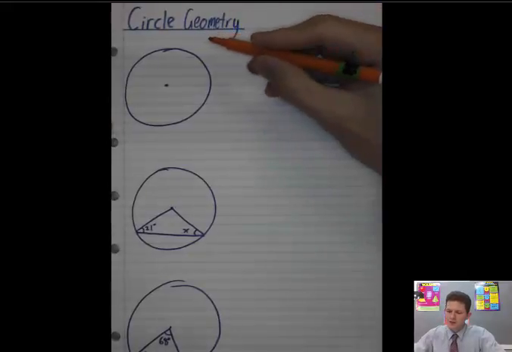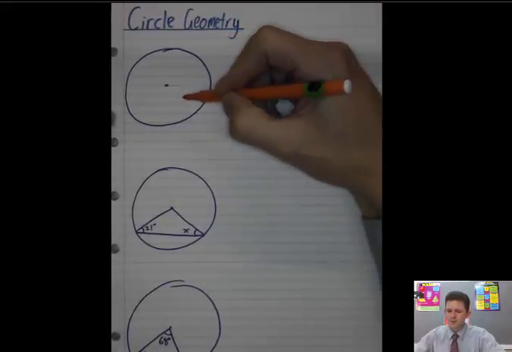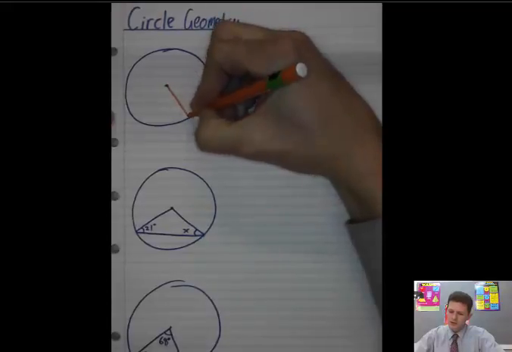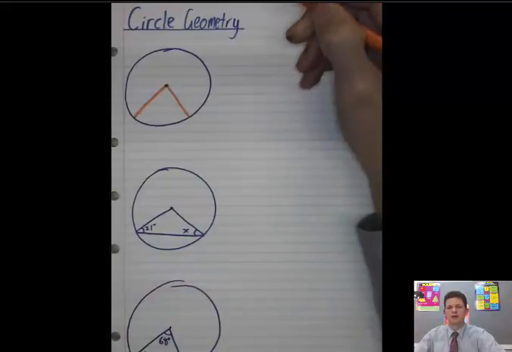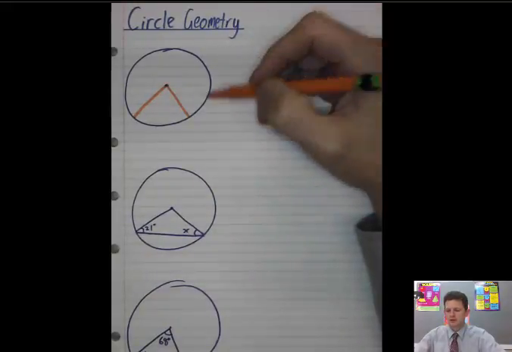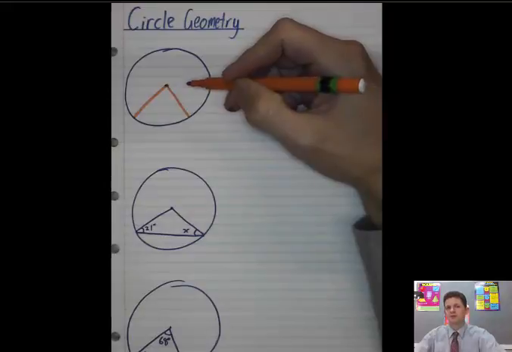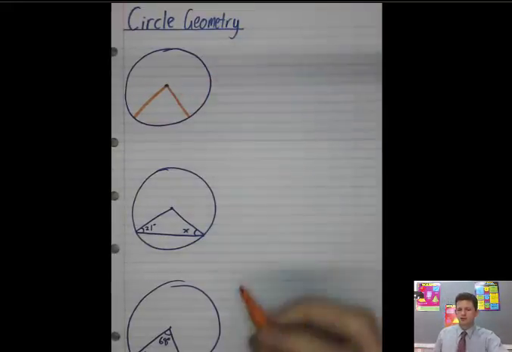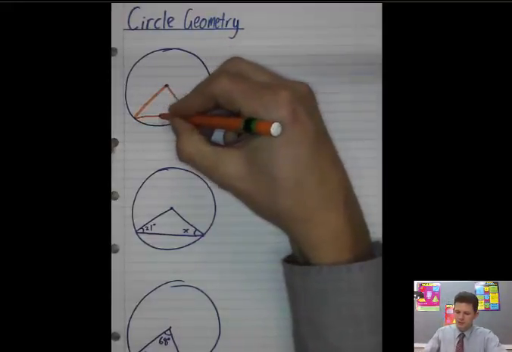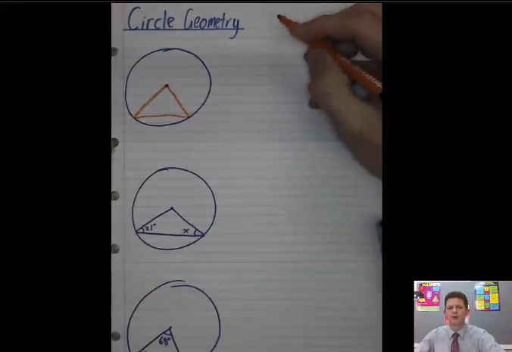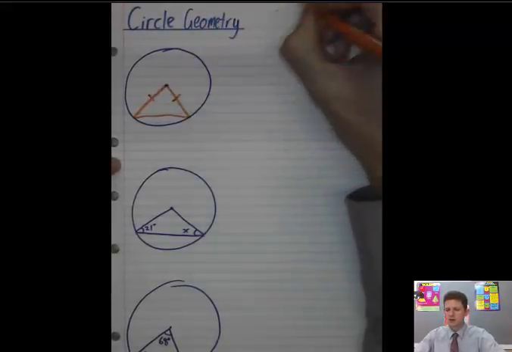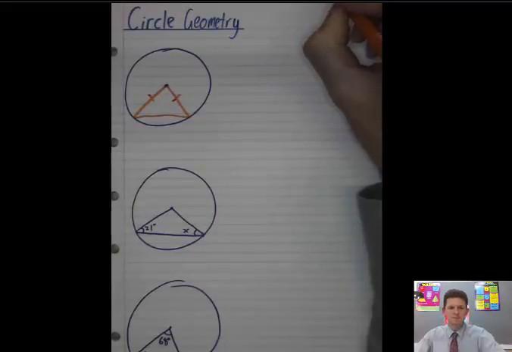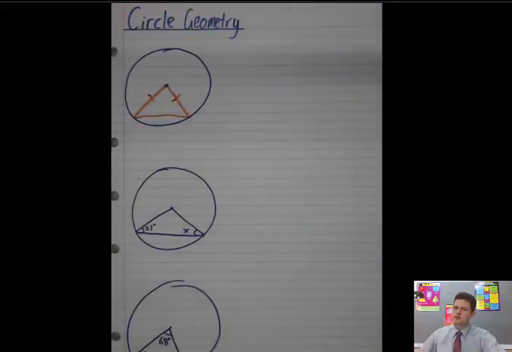So to get started, we've got a circle. I'm going to draw two radius, or two radii. Now, because it's a radius, they're both going to be the same length. Now, if I join the two radii to make a triangle, then that triangle is always going to be an isosceles triangle, because that line and that line are always going to be the same.